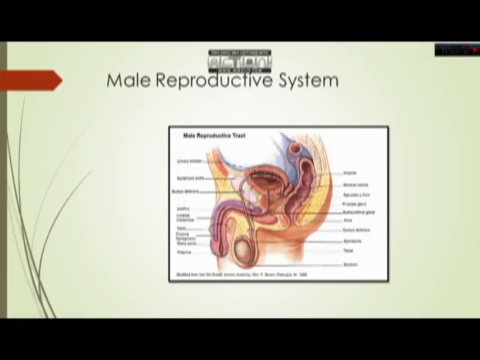We can see here in the drawing the urinary bladder, the symphysis pubis, the ductus deferens, the urethra, the corpora cavernosa, penis, the corpora spongiosum, glans penis, prepuce. Here on the other side is the ampulla, the seminal vesicle, the ejaculatory duct, the prostate gland, the bulbourethral gland, anus, ductus deferens, epididymis, testes, and scrotum.